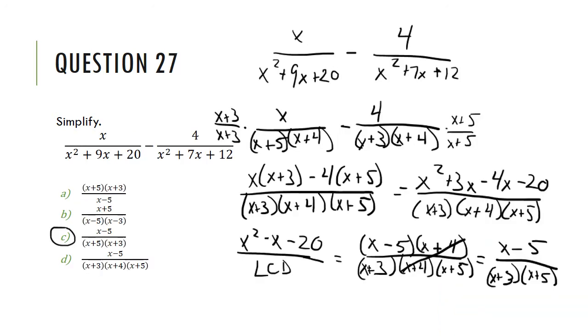Question number 27, another one-worder. It says simplify, gives us a fraction minus another fraction. So let's look at those fractions. We have x over x squared plus 9x plus 20 minus 4 divided by x squared plus 7x plus 12. Something tells me we're going to have to factor here, so I'm just going to factor just real quick just to see what this looks like.